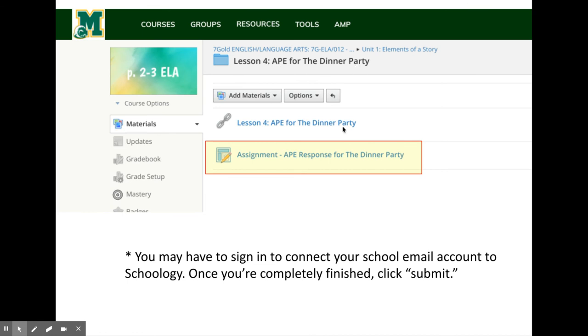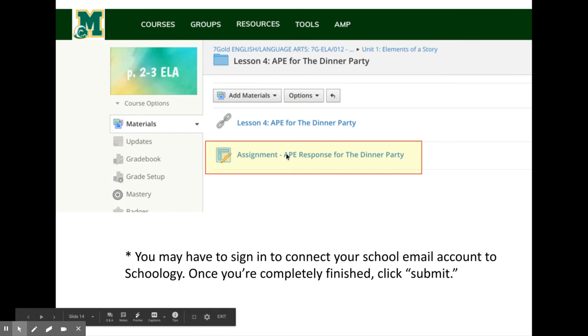And when you click on Lesson 4, you see both of these. The first one is the lesson that I'm going through right now. But what you want to click on today is Assignment, APE response for the dinner party. Go ahead and click that. And if it doesn't already connect to your school email account, you might have to click on your email account again to sync it. Then you'll start working on the assignment. And reminder, once you've completely finished, you'll have to click Submit so the teacher gets your finished assignment.